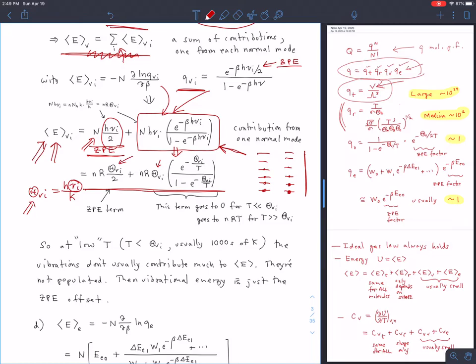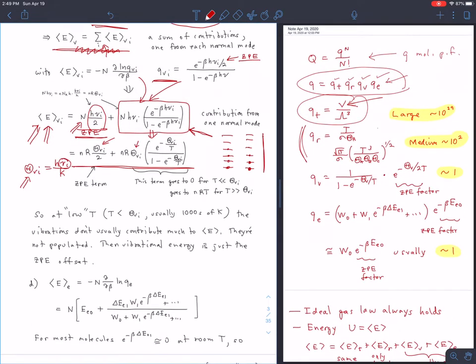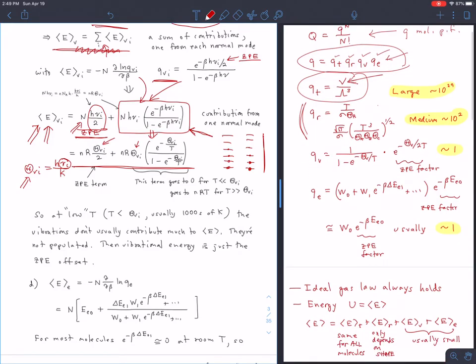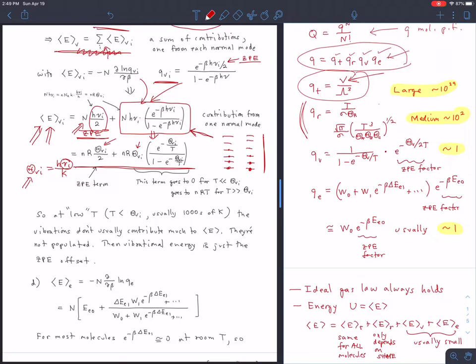Let's see, is there anything else I need to say about that? Over here on the right, I've written the vibrational partition function as the part that really counts, that matters, times this 0-point energy factor.